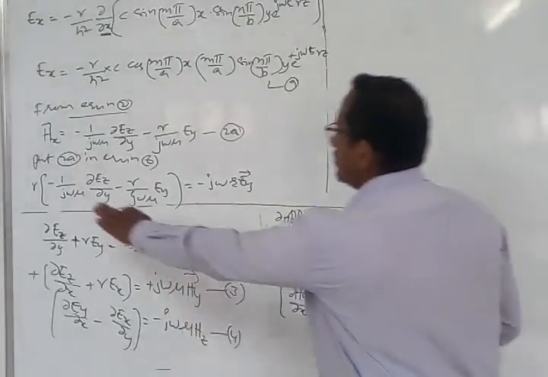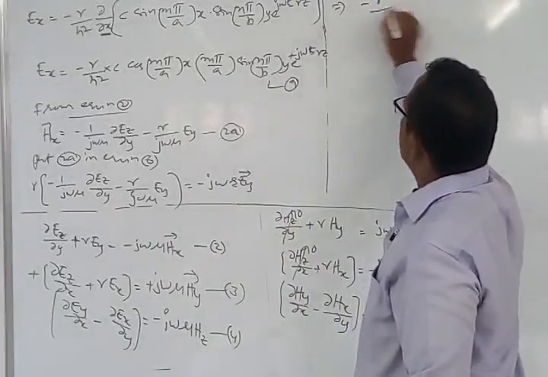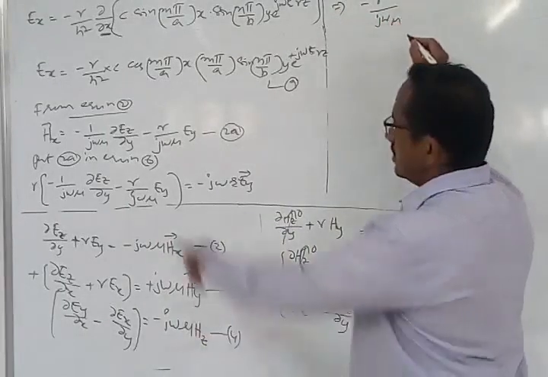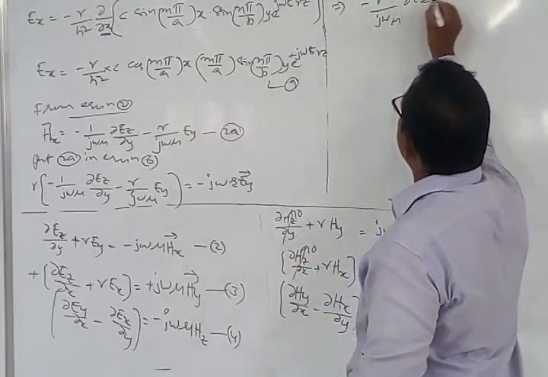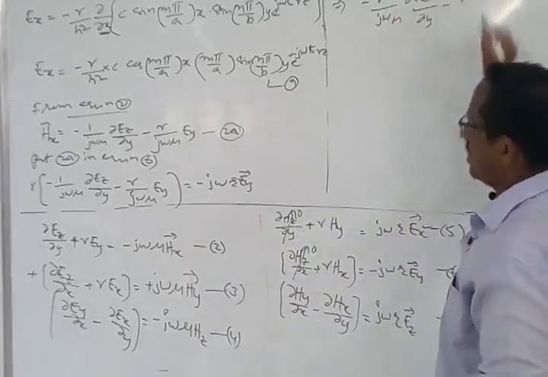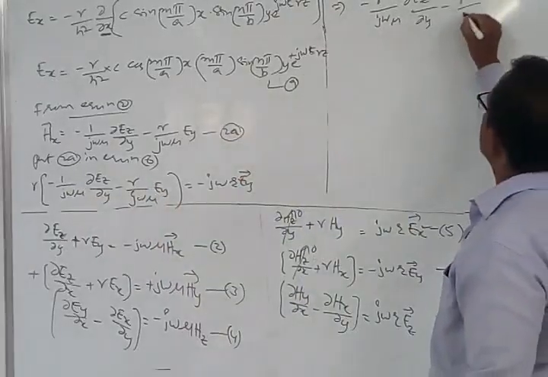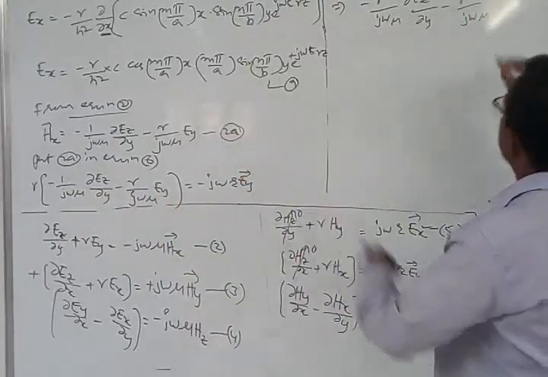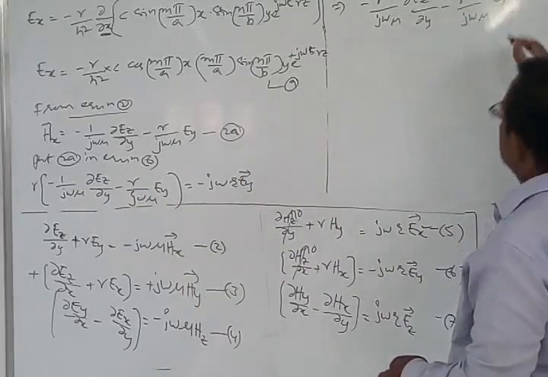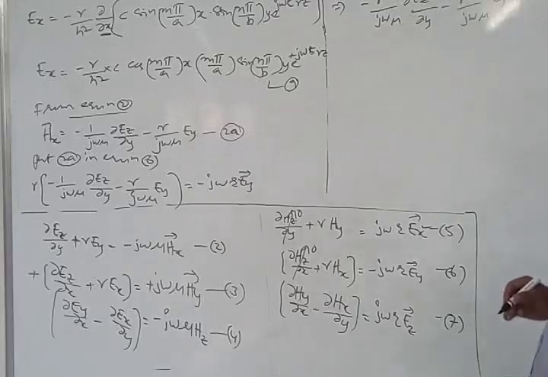Okay, so let us cross multiply this with gamma now. I have an equation with gamma now. So minus gamma by j omega mu ∂Ez/∂y minus gamma square by j omega mu into Ey is equal to minus j omega epsilon into Ey. So this is the equation that I will be having.